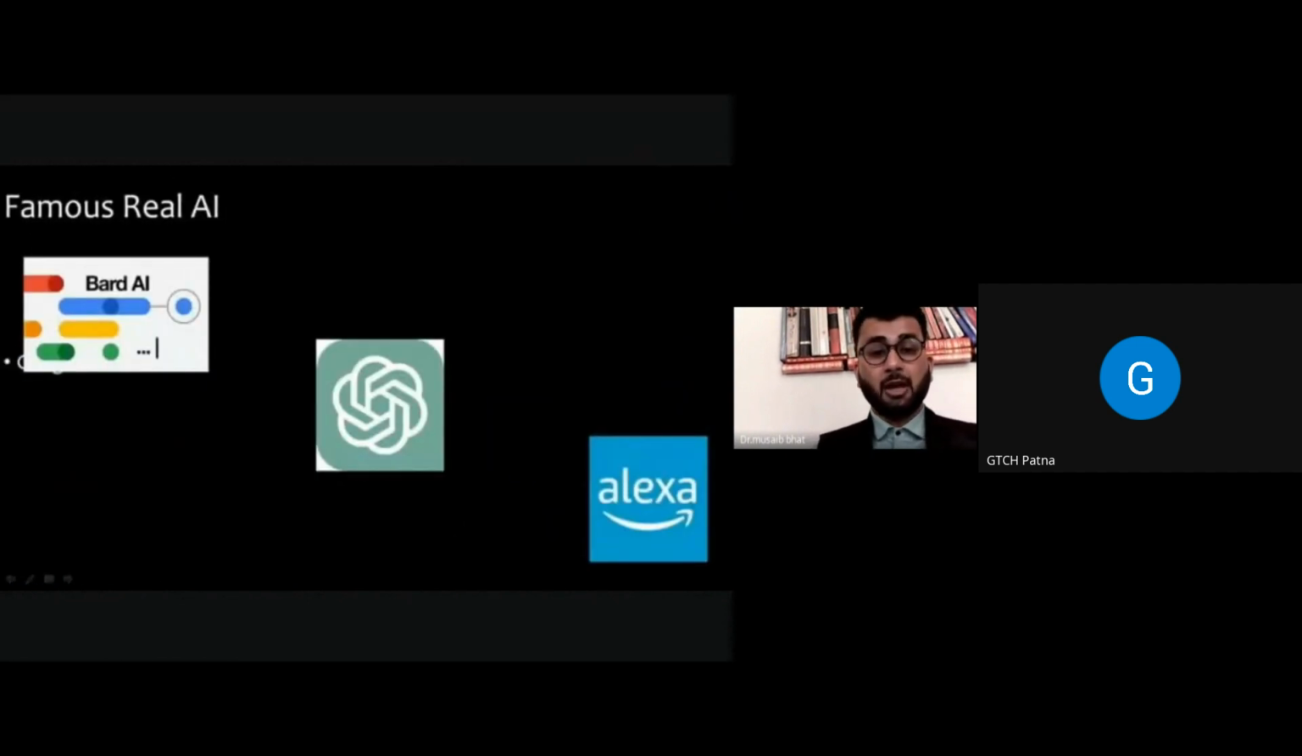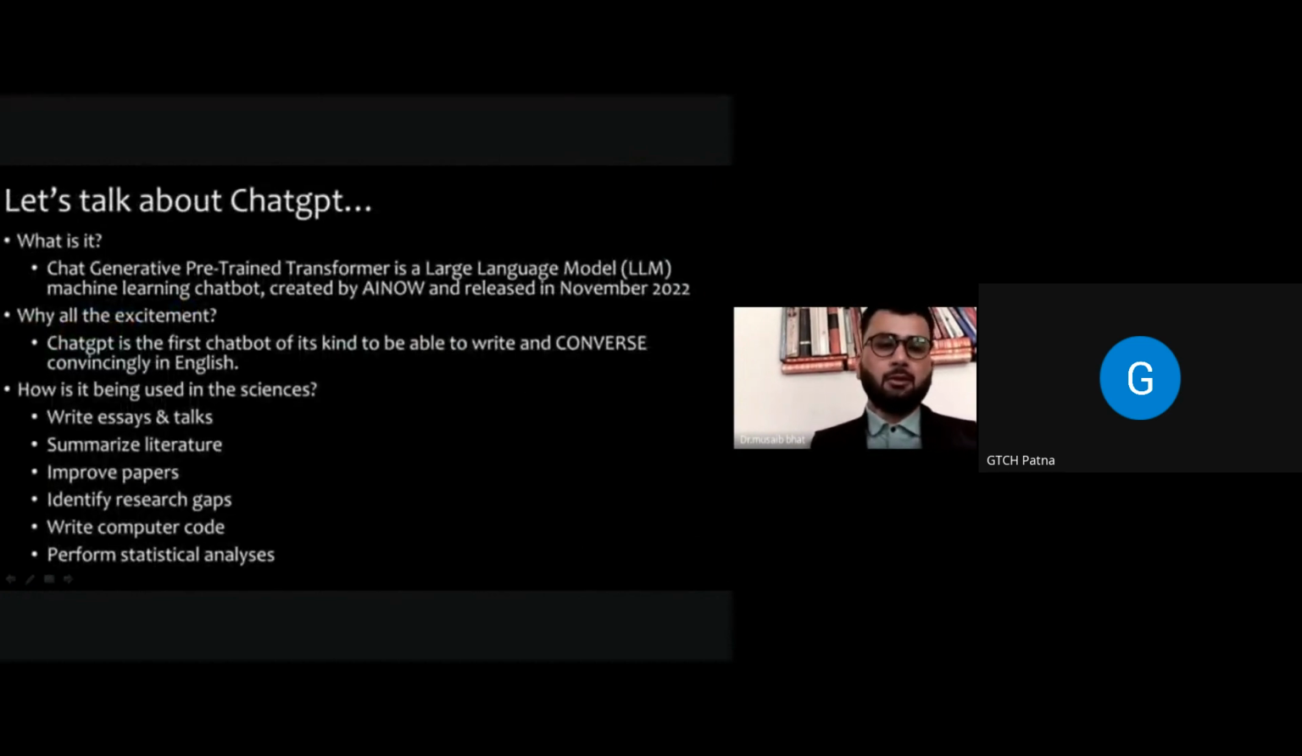So right now, the most trending ones that we see are Bard AI, that is from Google, and then we have Chat GPT and Alexa. So now let's talk about Chat GPT because it's very popular. We need to know about this Chat GPT. So what is it? Chat GPT is a chat generative pre-trained transformer. It is a large language model.